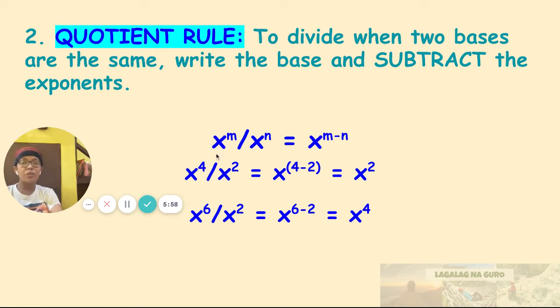So our general formula is x^m over x^n is equal to x^(m-n). For example, x^4 over x^2 is equal to, what is your base? Your base is x. Then you subtract 4 minus 2, which is equal to x raised to the second power. Another example, x^6 over x^2 is equal to, you copy your base x, then 6 minus 2 is equal to x^4.